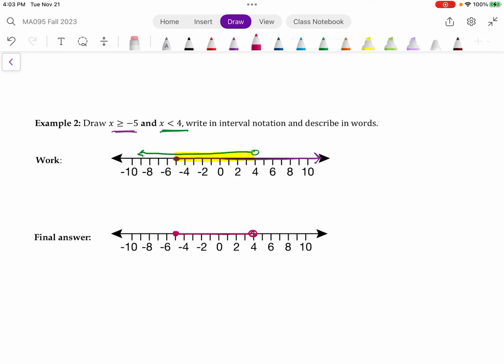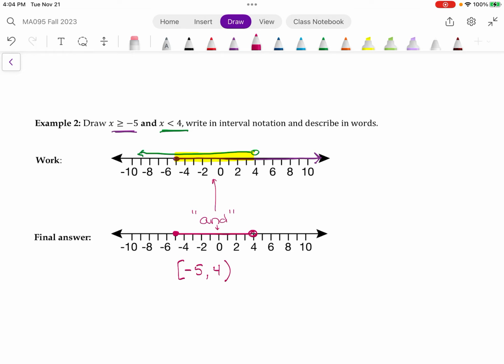What we want to do now is we want to say our answer is going to be where they overlap, which is the "and." So this again is "and," right? Where they overlap. And so we show it right here. All right, so this goes from -5 up to 4. It includes -5. It does not include 4.